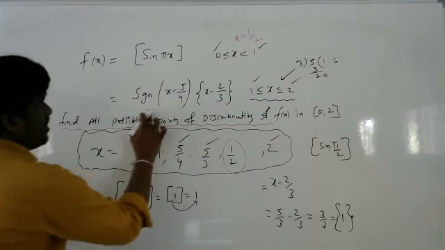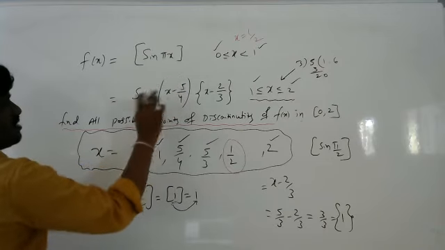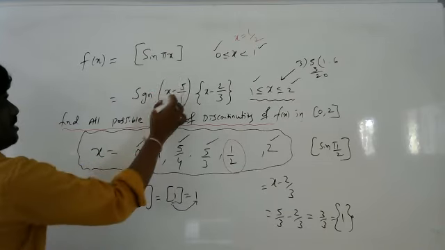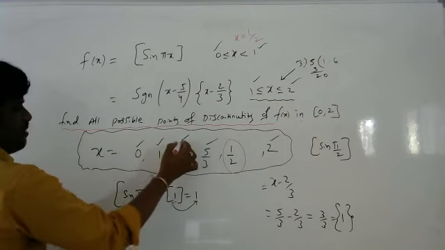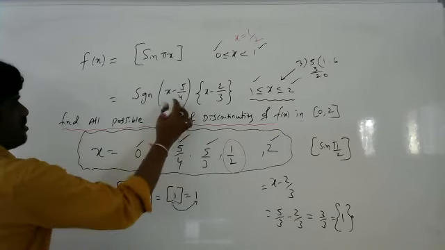Now signum. For signum, what is the signum? 0 should come. Means signum 0 should happen. So x minus 5 by 4 is 0. So x is equal to 5 by 4. So this is over.